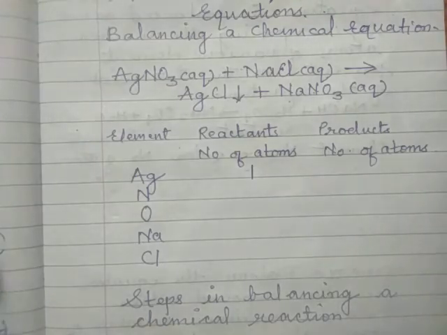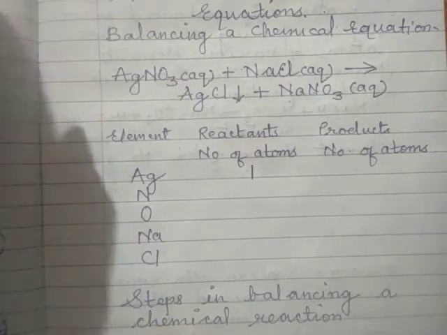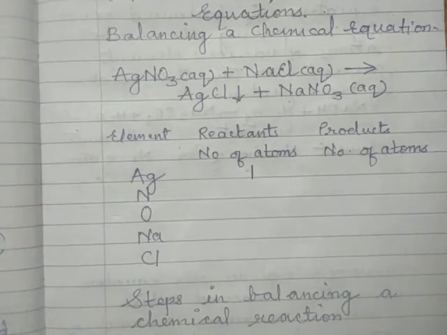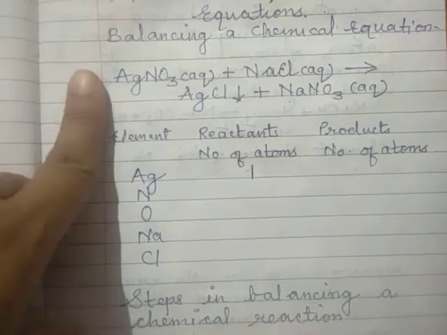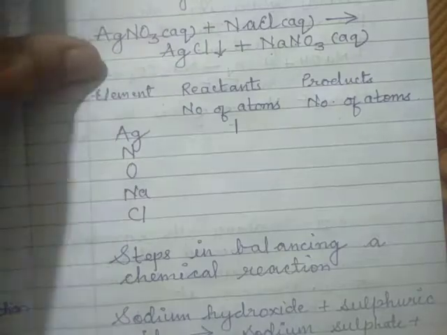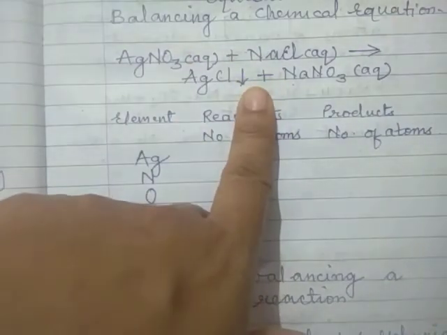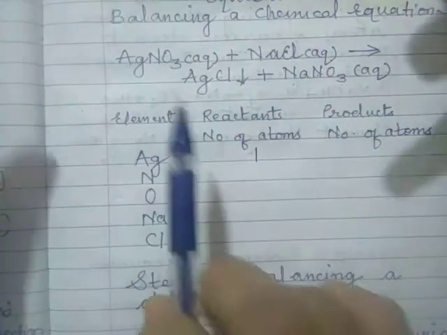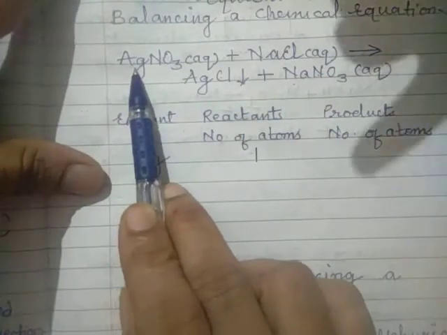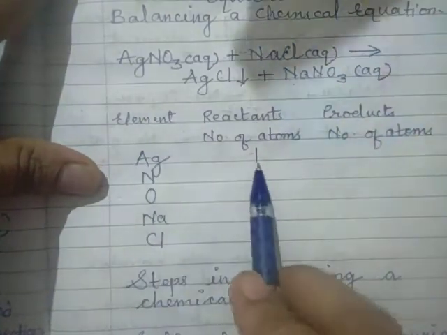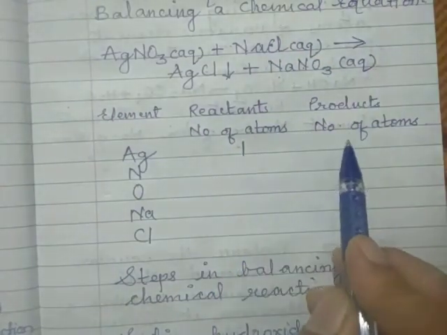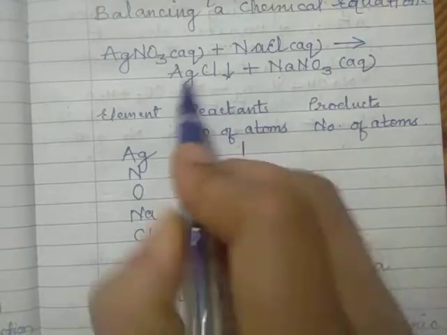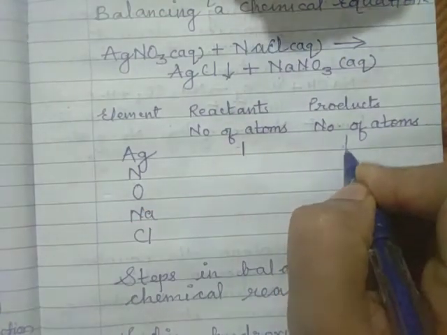Now when we say balanced equation, that means we need to know the number of atoms on the reactant side as well as the number of atoms of the elements on the product side. So it should be equal on both the sides. So let us take this example, silver nitrate plus sodium chloride gives you silver chloride plus sodium nitrate. Let us count the number of atoms in each case. So Ag, that is silver, is one atom on the reactant side, whereas on the product side it is also one. So let us write here 1.